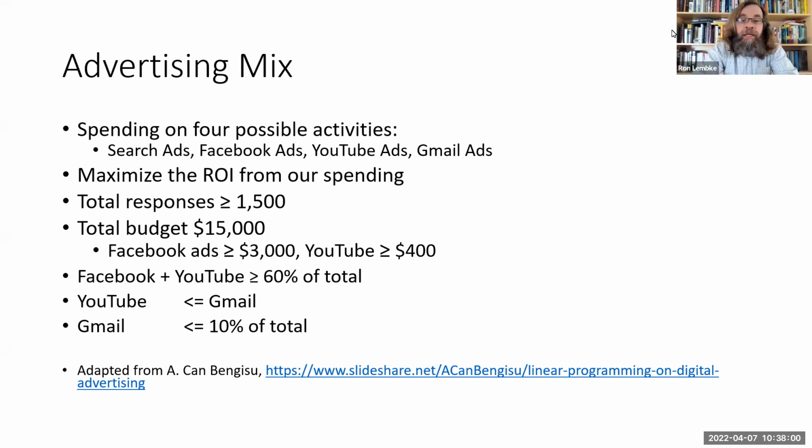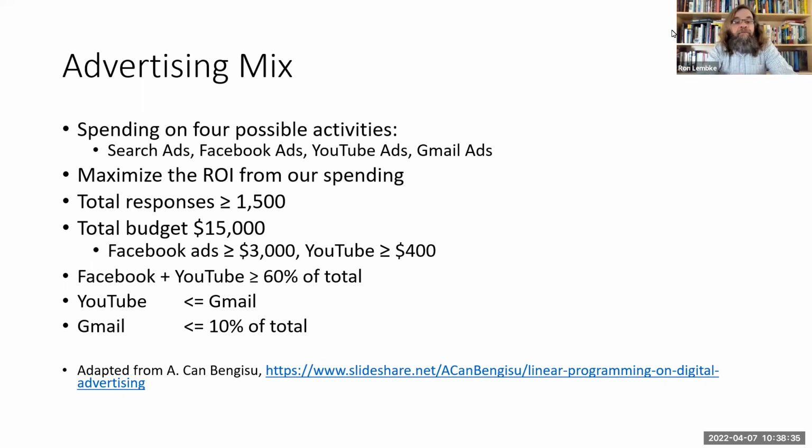We have a goal of getting at least 1,500 responses, and by responses, we mean orders. We have $15,000 we can spend maximum. Someone has decided that we need to spend at least $3,000 on Facebook ads and at least $400 on YouTube. Now, we might question whether those people knew what they were doing when they came up with those numbers, but for right now, we're going to trust them that they have their reasons, and we will see how to incorporate those constraints, those desires into our linear program.